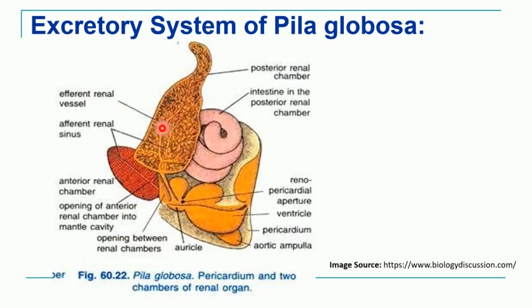Now you can see a lot of blood vessels on the surface of this posterior renal chamber. So it is highly vascularized, supplied with blood, because obviously this blood is going to carry the nitrogenous waste product. So these nitrogenous waste products which are present in the blood are filtered here, and along with the water, they will be given out of the body, and the blood which is now without any nitrogenous waste will again go to the auricle for the pumping process.